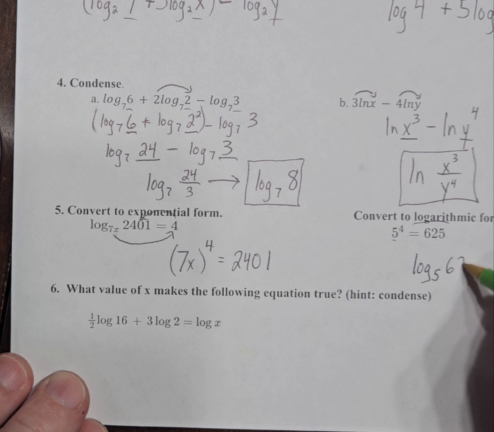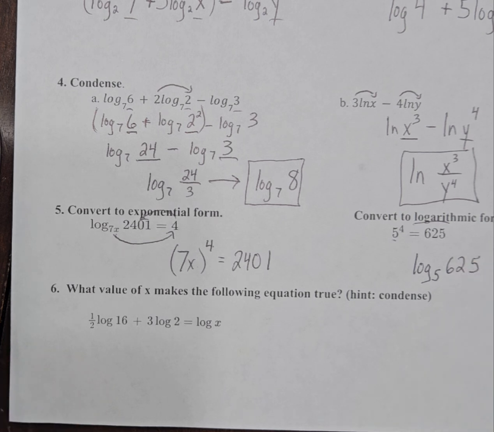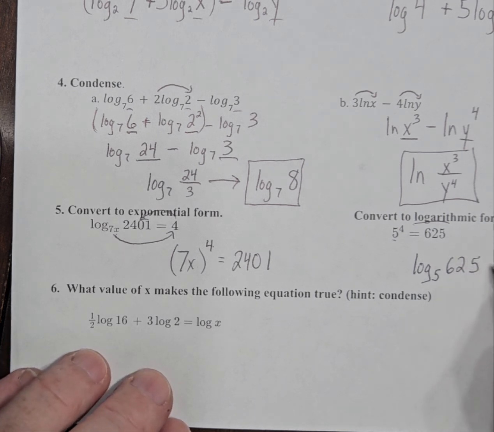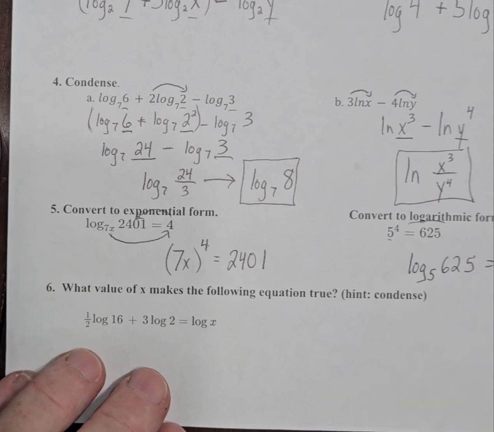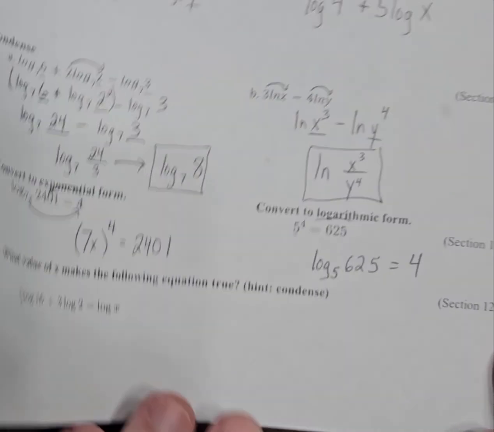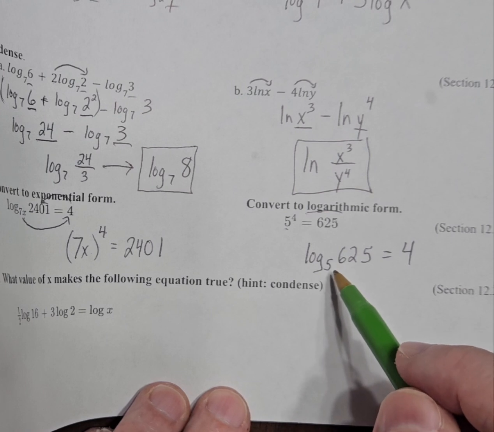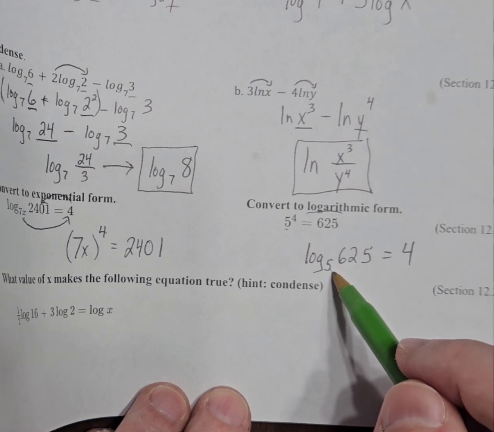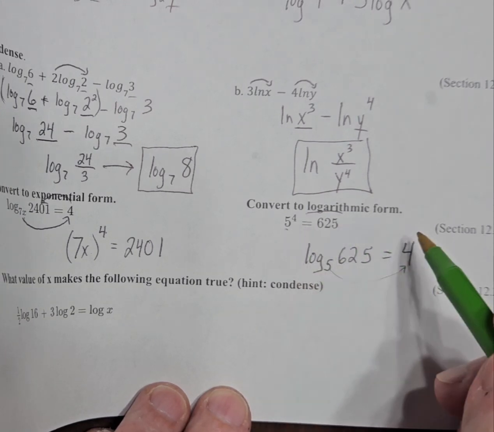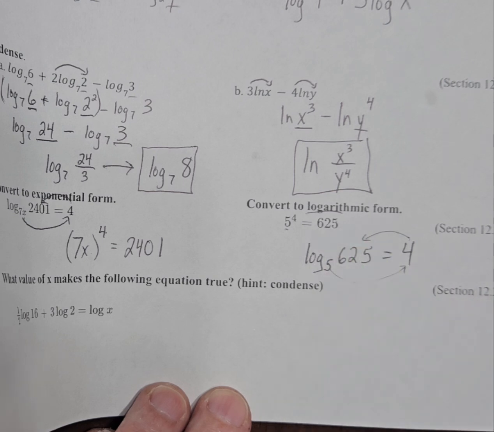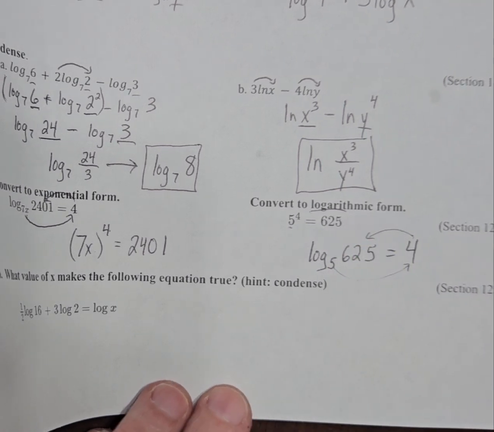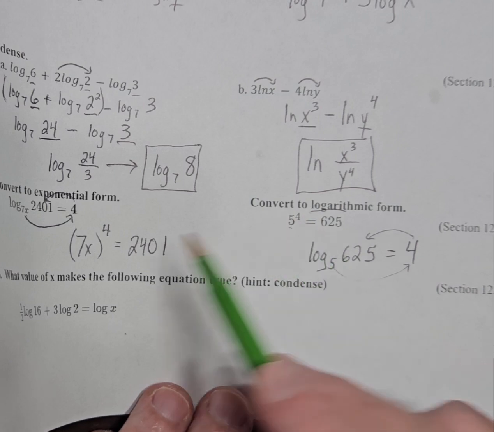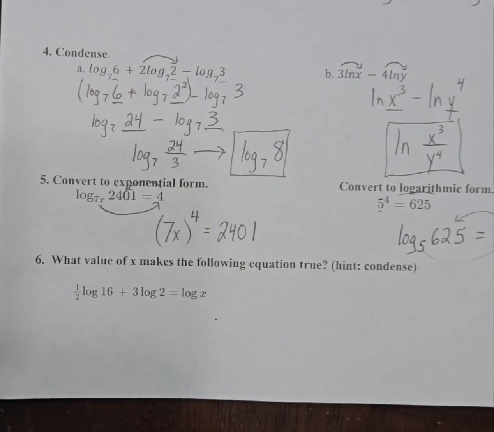That'd be 625. And then equals 4. So right there. I don't know if you can see that. So you can always check it with the circle trick to get back to the original. 5 to the 4th power equals 625. So yes, we did that. Okay, so that's just converting. We're not solving. There are a couple questions like that on the test.